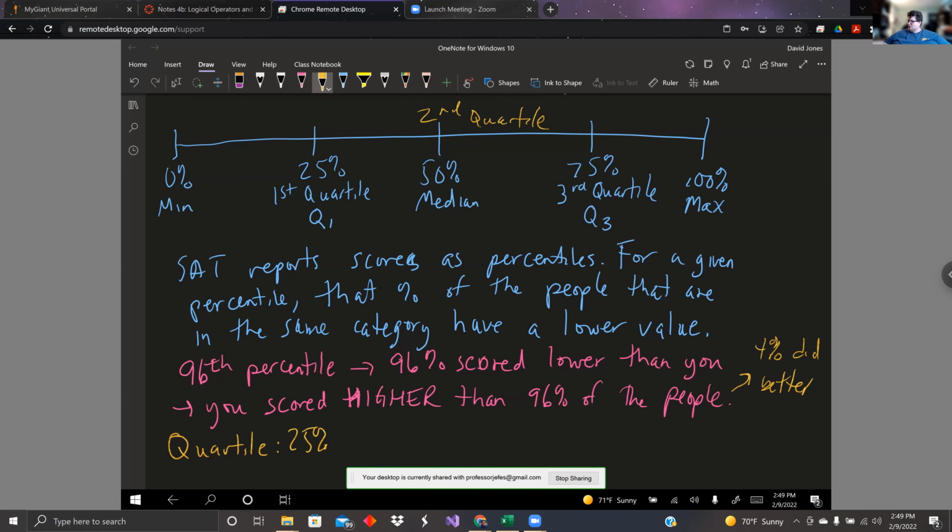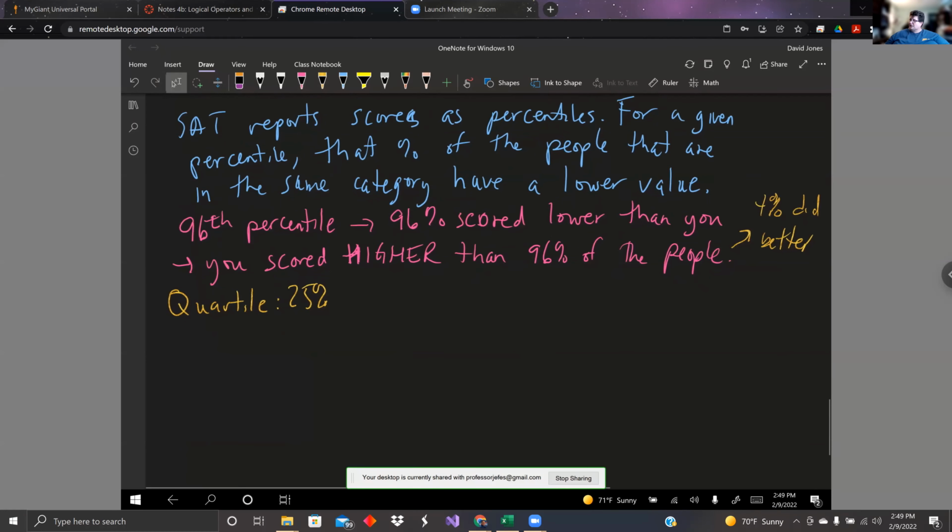So now that we know what quartiles are, that gets us back to interquartile. The interquartile range. Remember when we did range, we subtracted highest minus lowest? Similar here. We're not doing the highest though. We're doing the third quartile minus the first quartile.